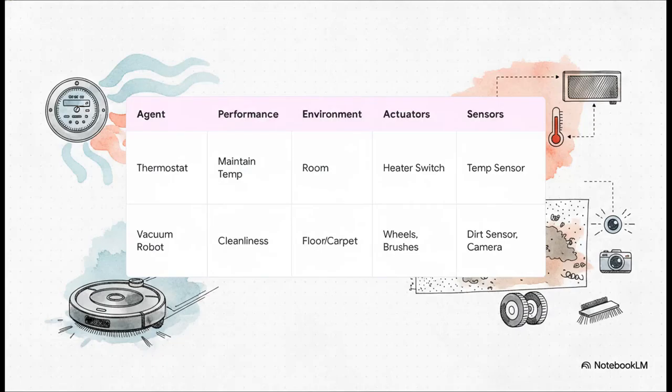And this table right here just brings the whole PEAS framework to life. Look how it applies to both a super simple thermostat and a more complex robot vacuum. For the thermostat, performance is just maintaining the temperature. It senses with a thermometer and acts with a heater switch. Simple. For the vacuum, performance is cleanliness. It senses dirt and acts with its wheels and brushes. See, it's the exact same fundamental design, just with different parts.